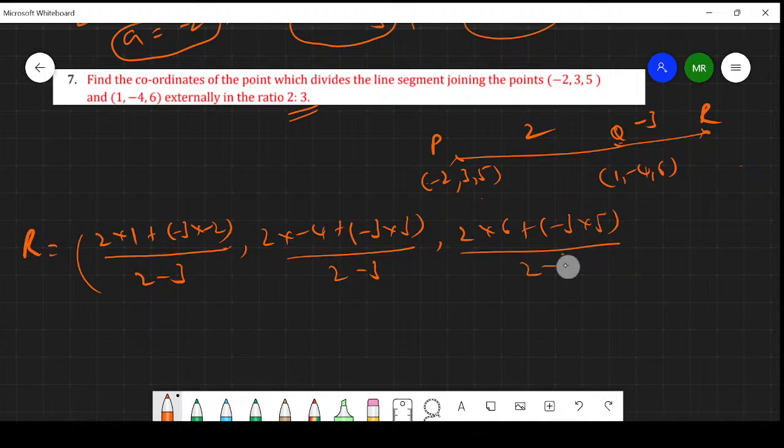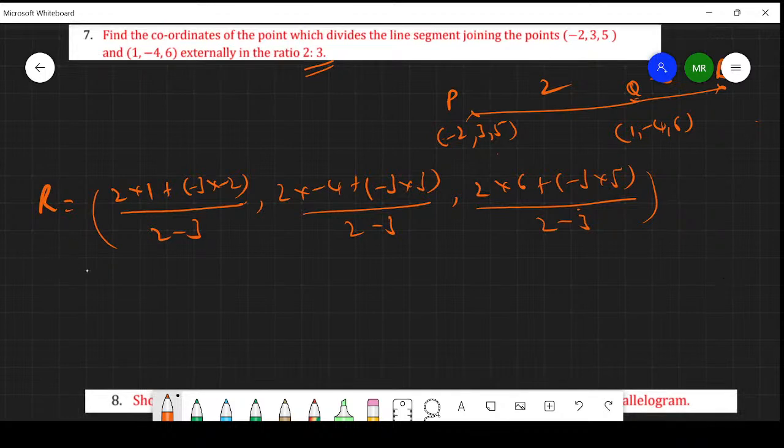Or use your section formula for externally. No problem, it gives the same result. The given range, they are asking to find the point. I have taken this one 2, this is plus 6 by 2 minus 3, minus 1. You can write minus 1.